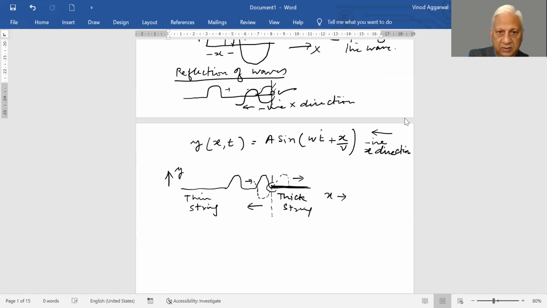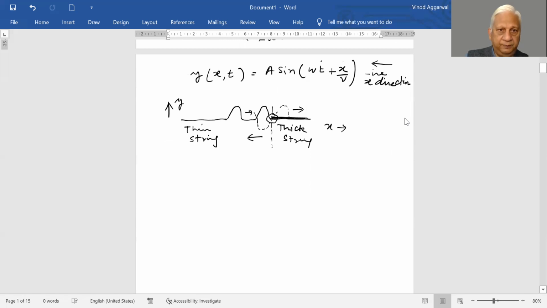At the interface, part of the wave will reflect back and part of the wave will proceed further. The part of the wave that proceeds further doesn't go under any change, but the one which gets reflected gets inverted and proceeds in the negative x direction.